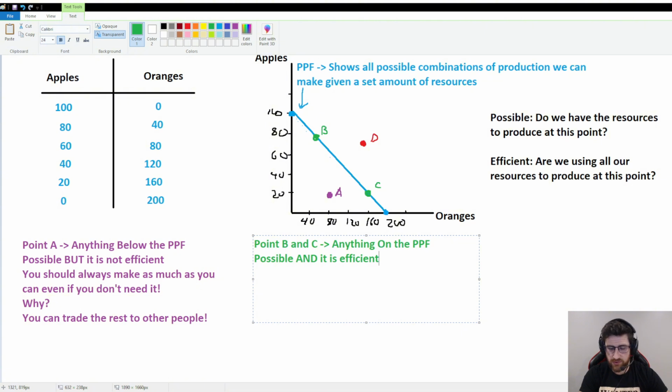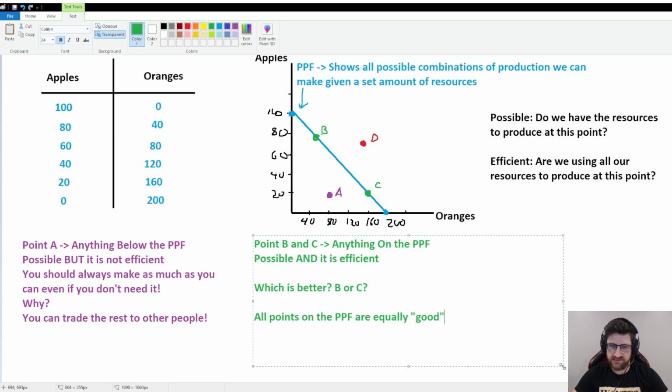Now's the tricky part, or at least something you should watch out for on tests, all right? A common question is, which is better, B or C? And here's where we get some interesting findings. The interesting finding is all points on the PPF are equally "good," we're going to say. I'm going to put good in quotes because I don't love the word good in economics. But they're equally fine. They're equally preferable, we sometimes say.